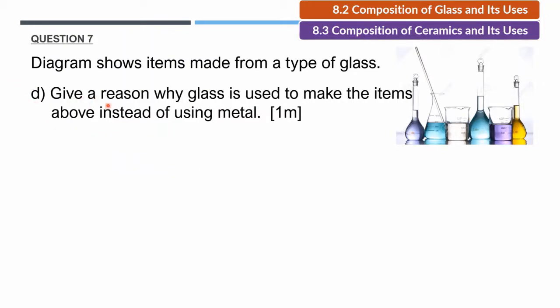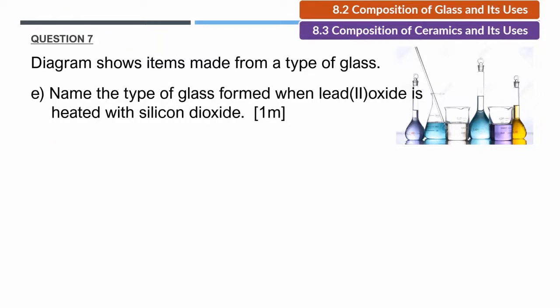D. Give a reason why glass is used to make the items above instead of using metal. 1 mark. Answer. Because glass is chemically inert, so glass will not react with the chemicals which filled the glassware. E. Name the type of glass formed when lead(II) oxide is heated with silicon dioxide. 1 mark. There is a lead word here, so the glass formed must be related with lead. The answer will be lead crystal.